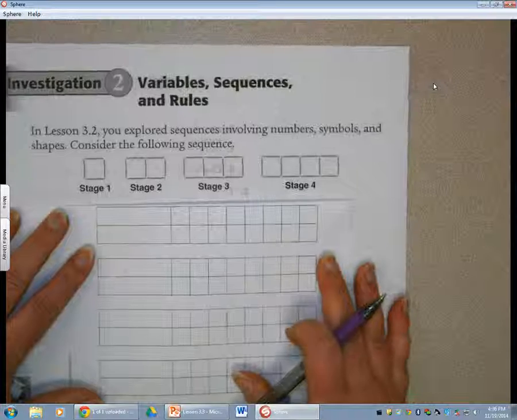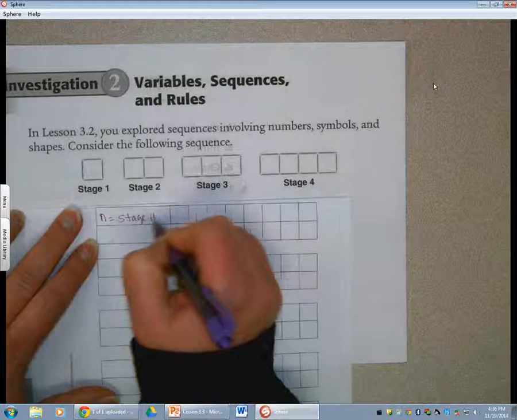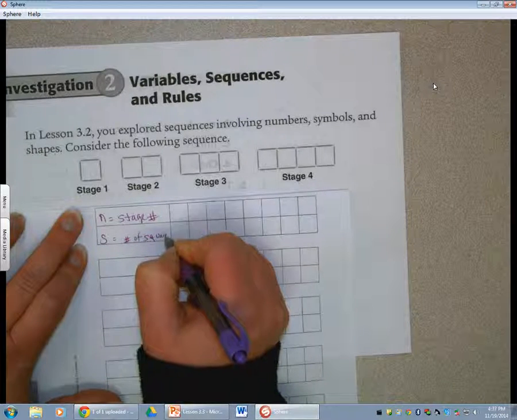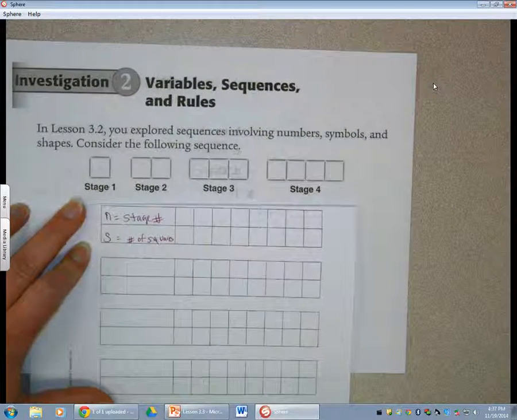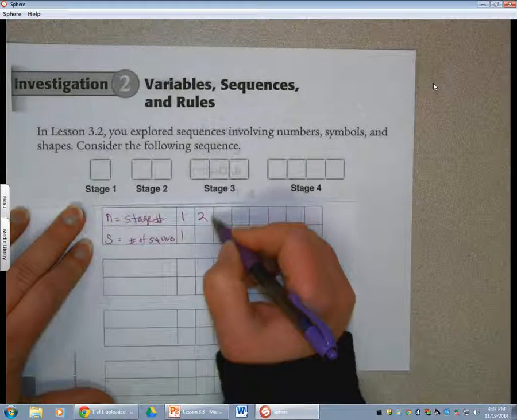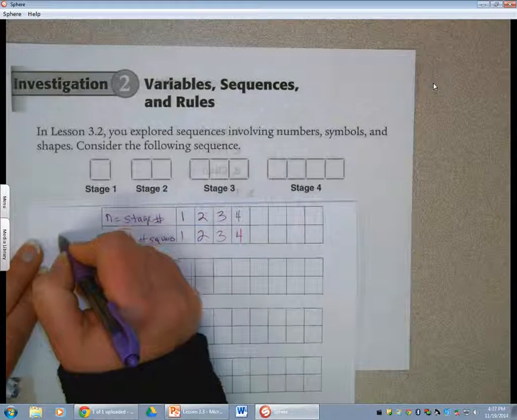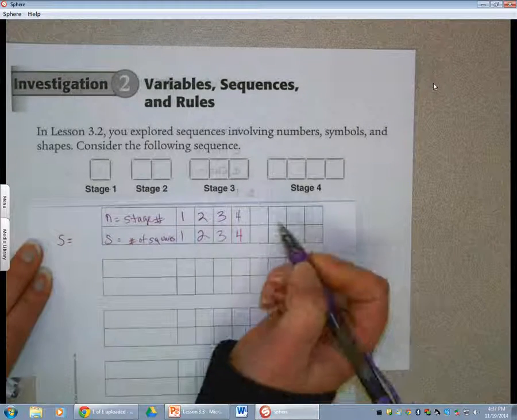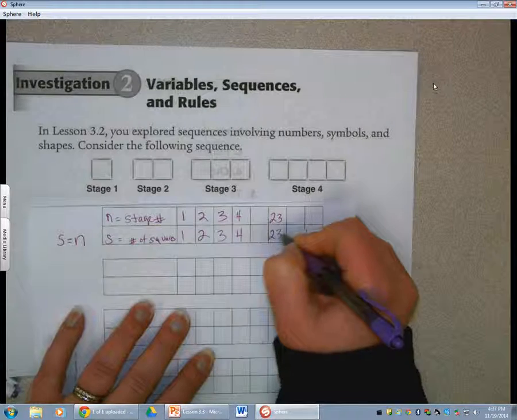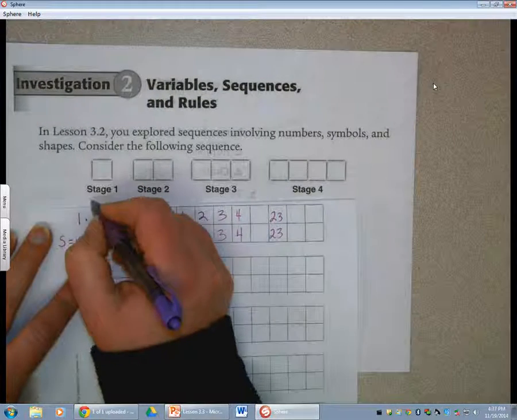So if I come back up here, we're going to have n equal our stage number, and we're going to have s equal the number of squares. Now notice I'm giving you my variable and a definition in my function table, so there's no confusion. So in stage 1, there's 1 square. In stage 2, oh, this is tough, there's 2 squares. Stage 3 is 3, and stage 4 is 4. So that means that the number of squares is equal to the stage number. So if I want stage 23, there's going to be 23 squares. That's really simple. Doesn't get too much easier than that. So that was 1A.